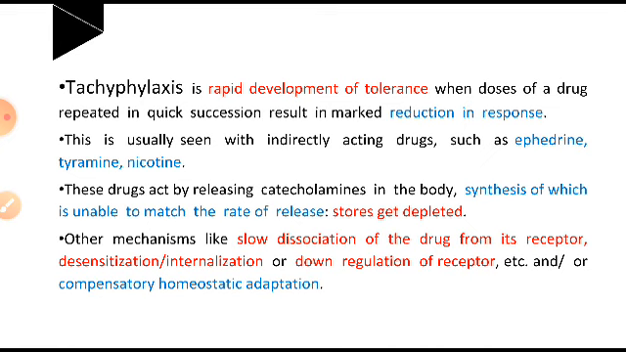This is usually seen with indirectly acting drugs such as ephedrine, tyramine, nicotine. These drugs act by releasing catecholamines in the body. Catecholamines means norepinephrine, dopamine, noradrenaline, adrenaline; they are all catecholamines. They increase their release, but the synthesis is not happening at the same rate. So the stores where they are synthesized and stored get depleted. Even if you give the drug, there is no catecholamine to release, so the effect of the drug will not be there. That is also a case where tolerance develops immediately.